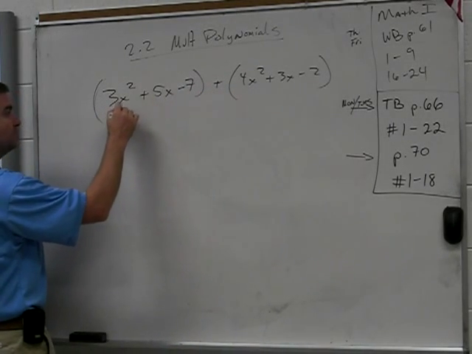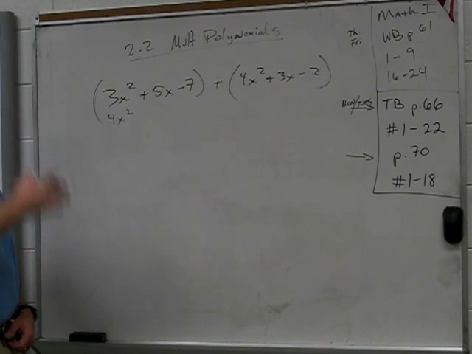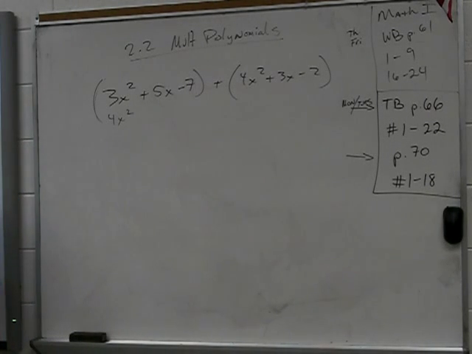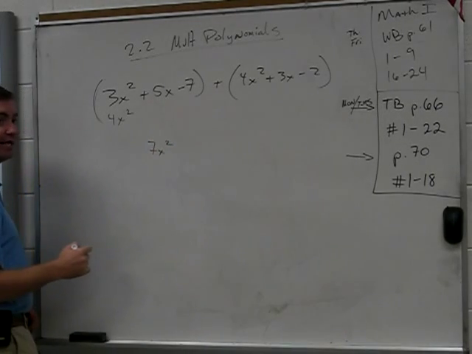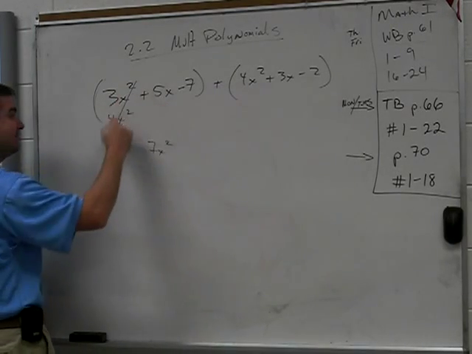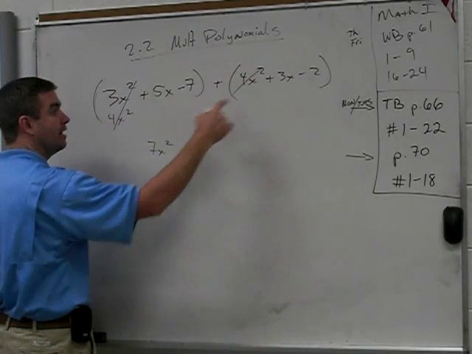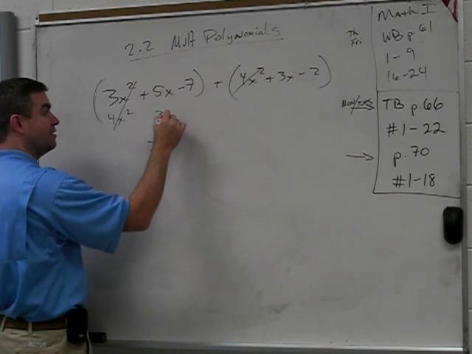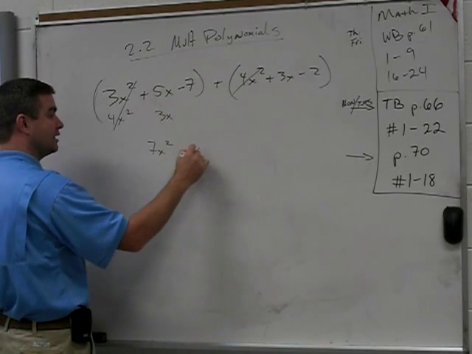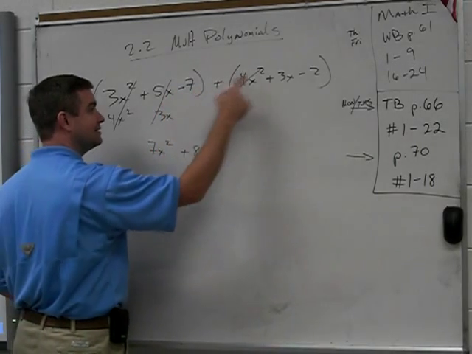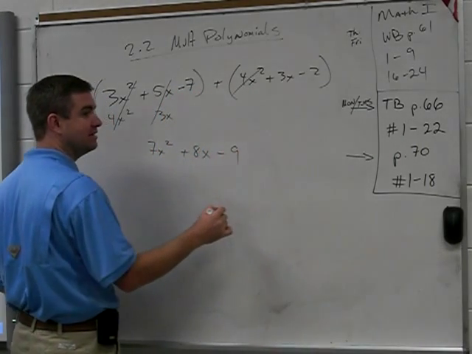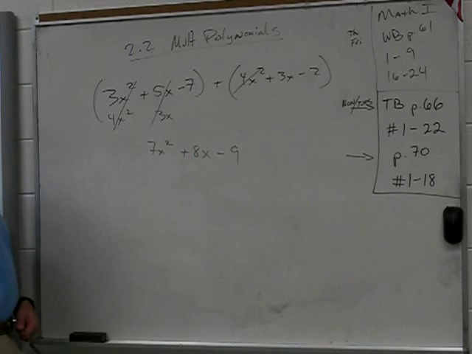Some of you will enjoy stacking and putting the like terms one on top of the other. That may help you. No matter what, you should end up with 7x squared in your answer. That plus that is 7x squared. That takes care of those two. The 3x I could write right here. Positive 3x, that's going to give me 8x. Negative 7 plus negative 2 is going to give me negative 9. I combine my like terms.